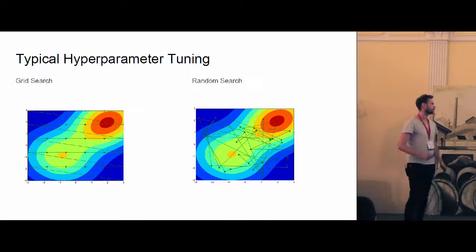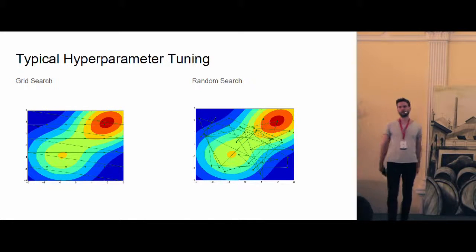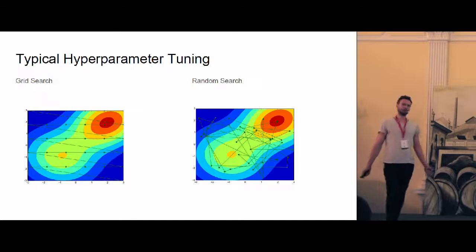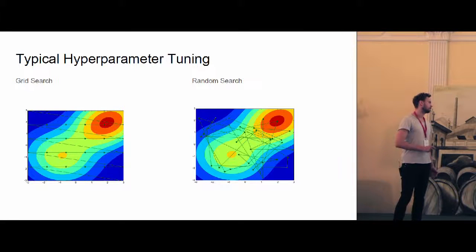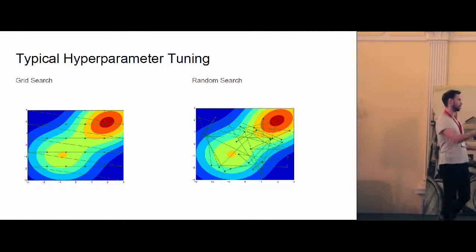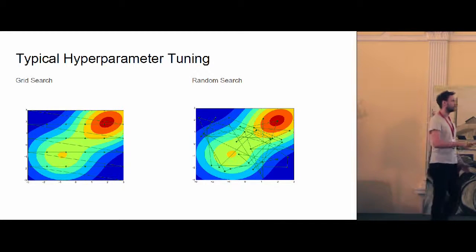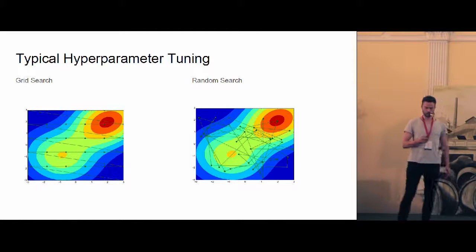You're probably all familiar with grid search. Here I just created a toy example. It doesn't mean anything. You have two hypothetical parameters, and red basically means it's really good. Here in the upper right corner would be the perfect parameter setting you're looking for. The typical approach is to create a grid, run through it and search for the best hyperparameter. Another approach that actually turned out to be better than grid search in most cases is random search, where you just run through the search space randomly.